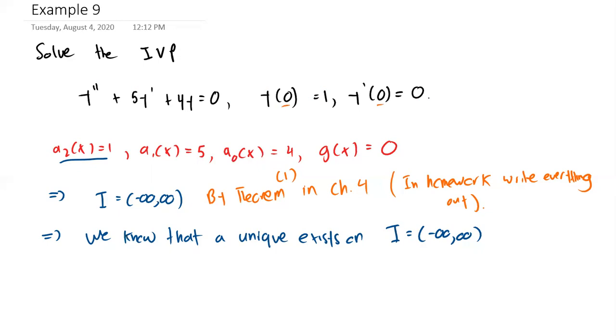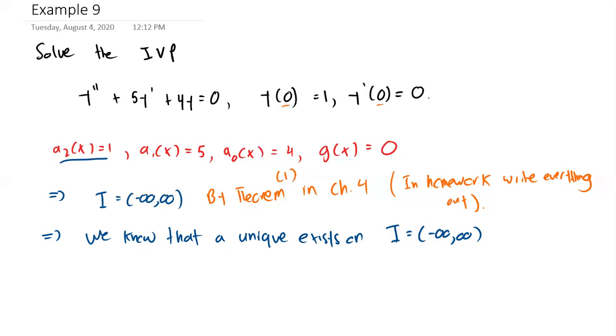You basically have to identify each of the coefficient functions. In this case, a2 of x is 1. This is the function multiplying the second order derivative. a1 of x is 5, a0 of x is 4, and g of x is 0. So what do you need for a unique solution for this initial value problem to exist and be unique? And on what interval?